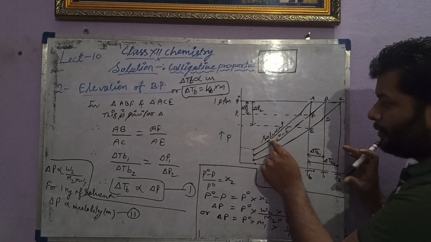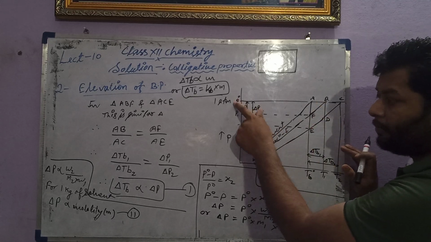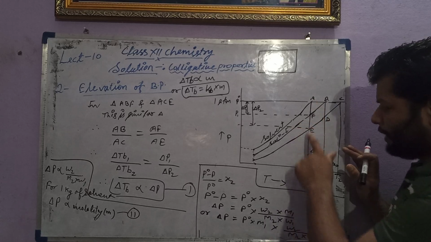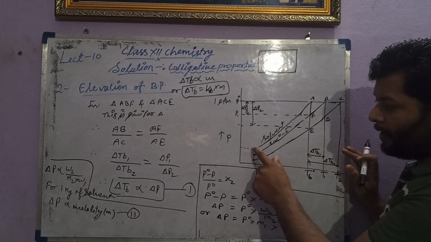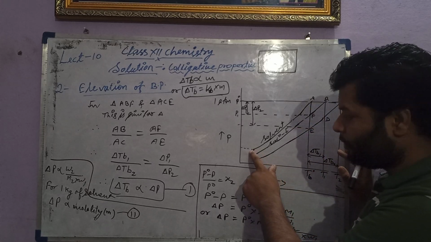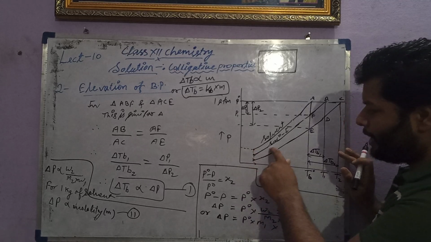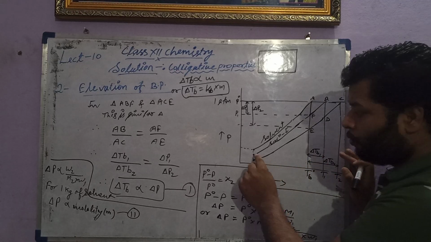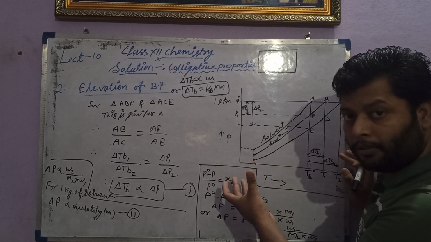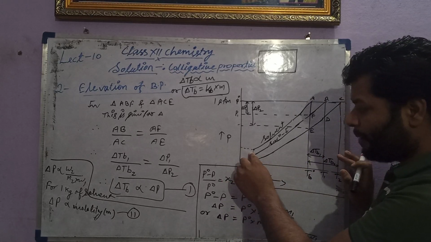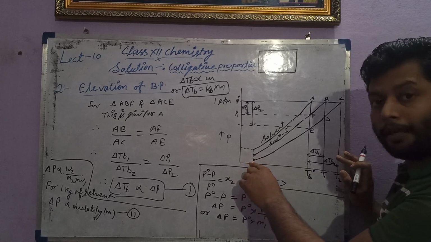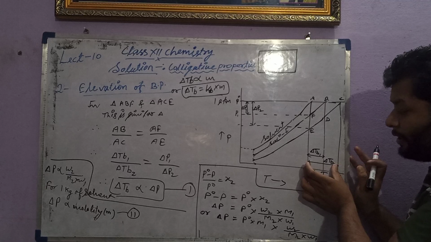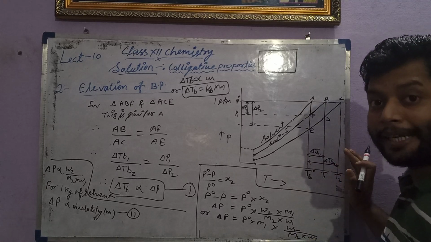From the graph, the pure solvent has a vapor pressure P0, and when it reaches the outer atmospheric pressure, that is called the boiling point temperature. When we add a non-volatile solute, the vapor pressure decreases and the solution needs extra temperature, that is called elevation of boiling point. When we add some more non-volatile solute, the vapor pressure decreases further. Then it needs more temperature to boil, so that is called elevation of boiling point second.